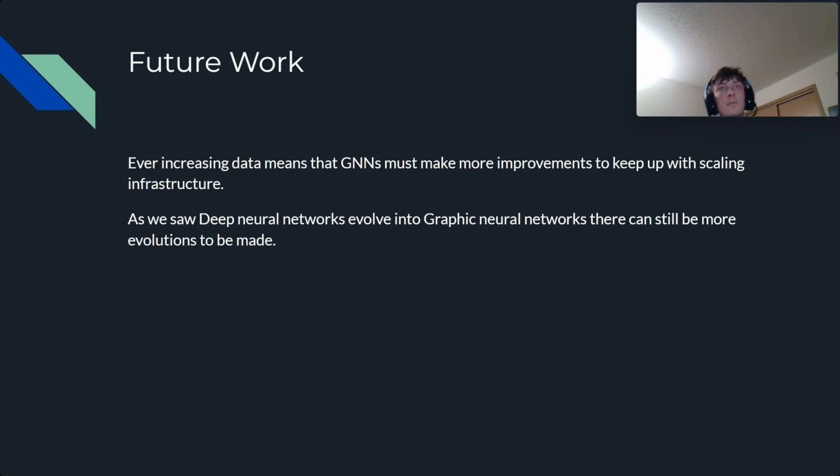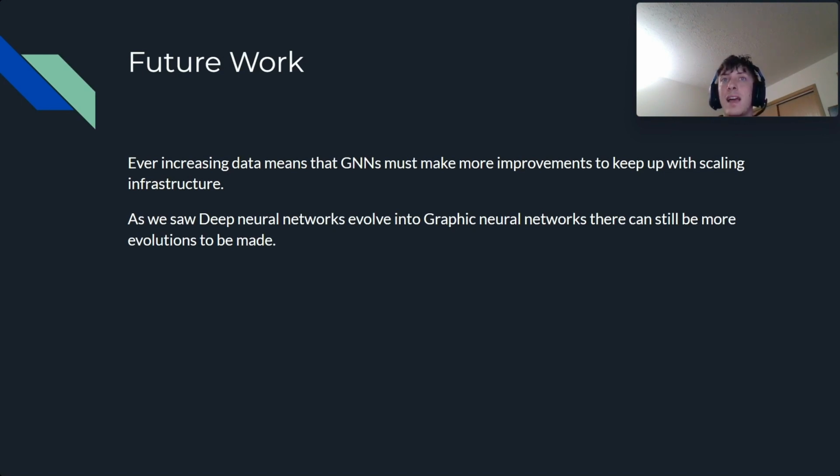Next, let's look at the future of graph neural networks. It still has strong potential. While the researchers may have made improvements allowing graph neural networks to scale to billions of nodes, that may not last long. With data constantly expanding and more servers filling up, graph neural networks will soon need to be able to scale to trillions of nodes, if not quadrillions even.